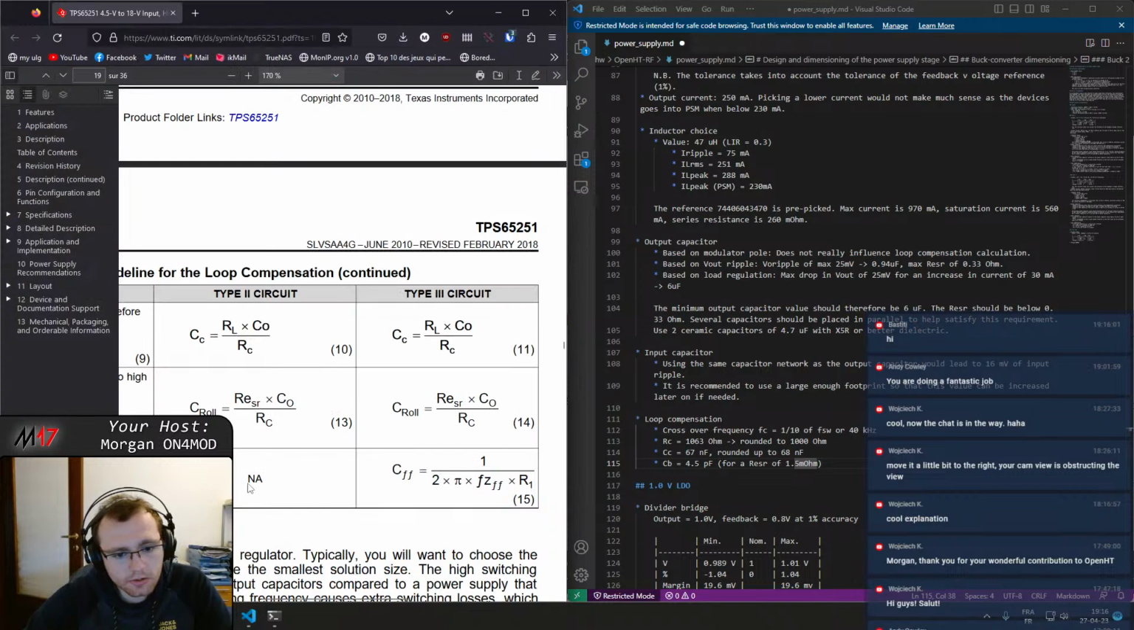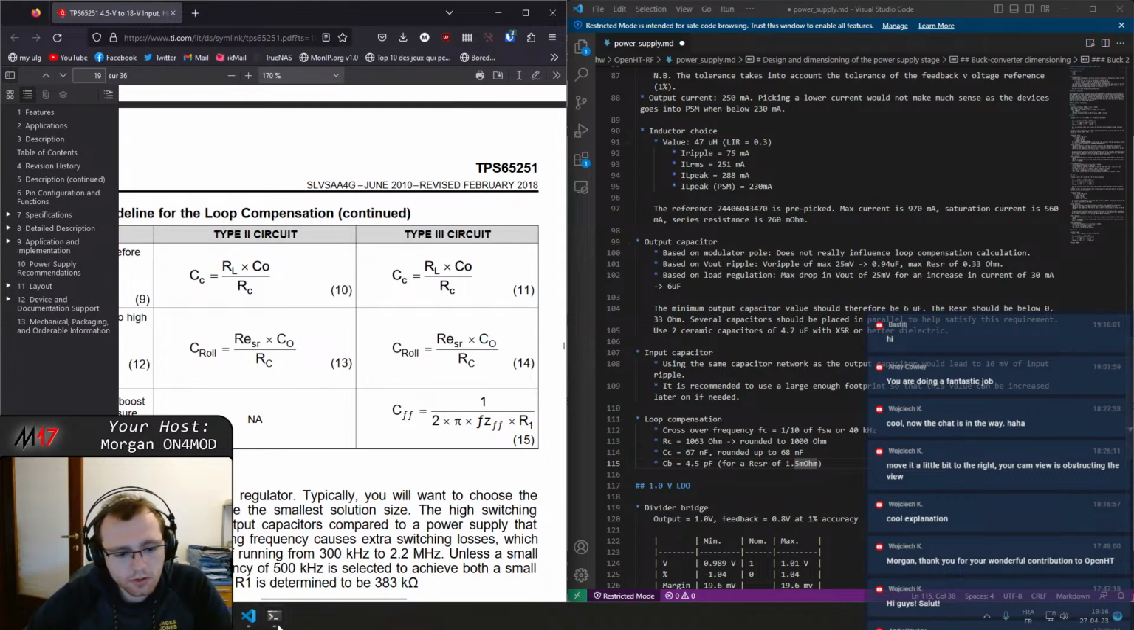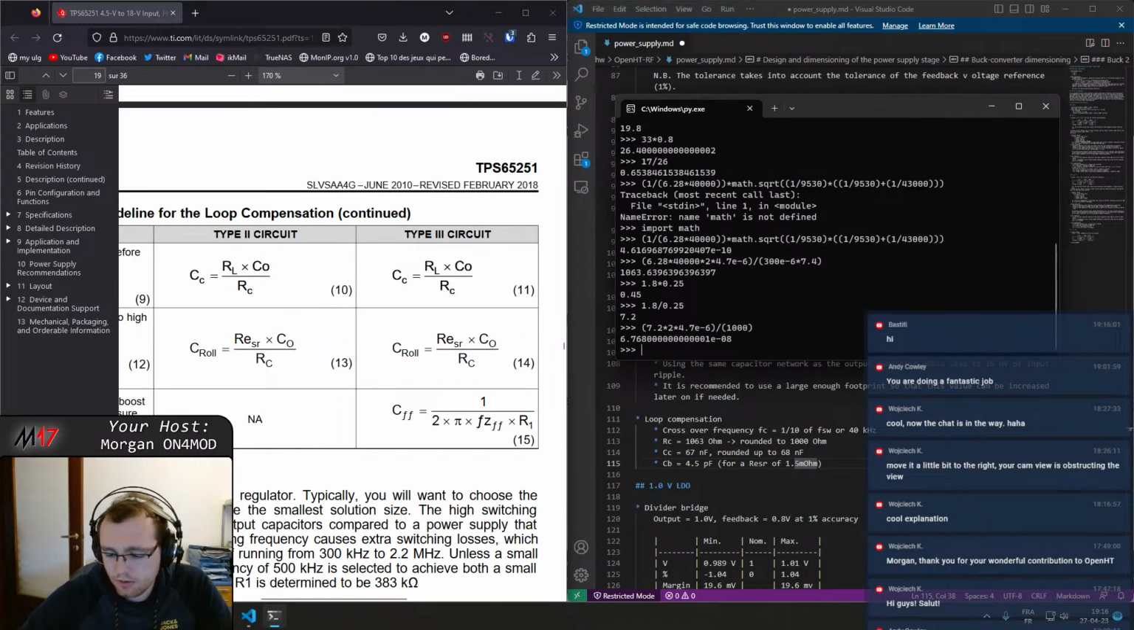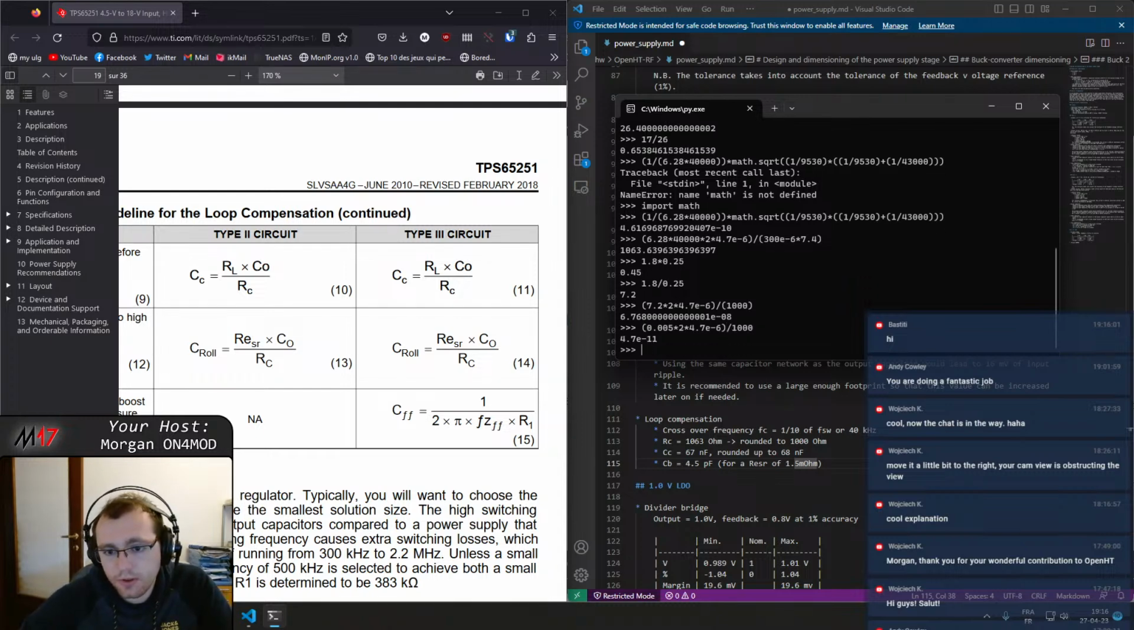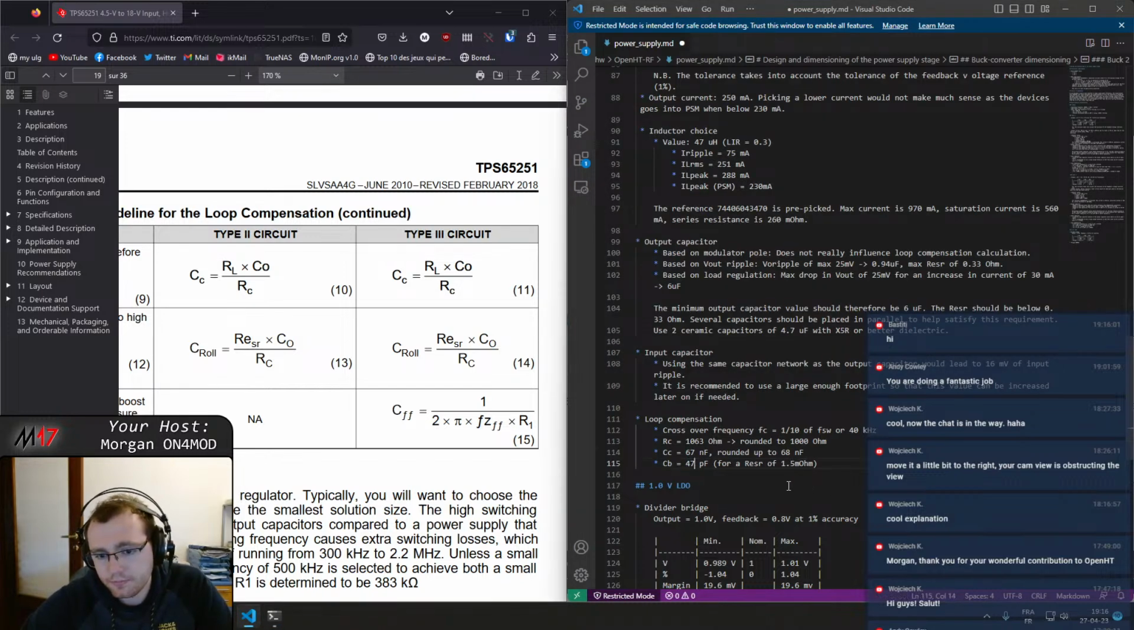CB or C-roll. So we are gonna use 5 milliohms because it's 10 divided by 2 because we have two output capacitors for that one. Divided by times 2 times 4.7 to minus 6 divided by 1000, so 47 picofarad. And it's a good value, so we don't need to round that. It's a very standard one.